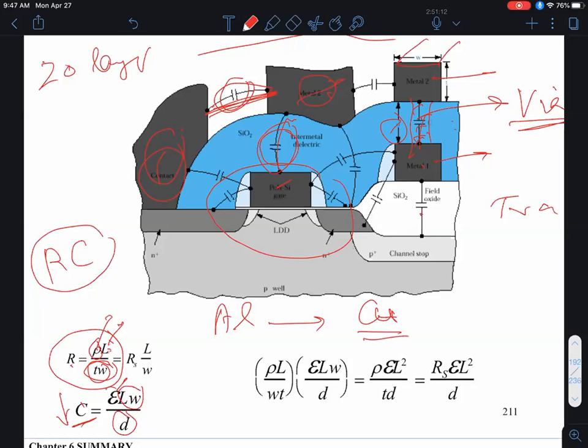Well, you want to minimize epsilon, the dielectric constant. So unlike the gate dielectric, where you want a high K dielectric, for these oxides between the metal interconnects, you want a low K dielectric. And there's a whole bunch of dielectrics that are used, which have a lower dielectric constant than SiO2, which used to be the standard dielectric 20 years ago.